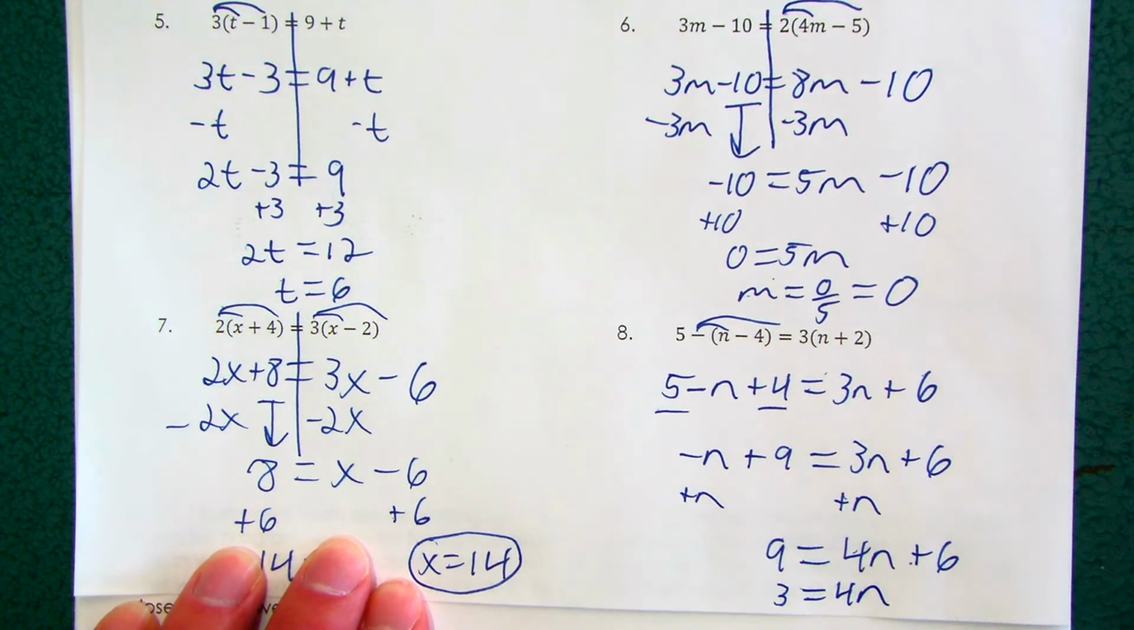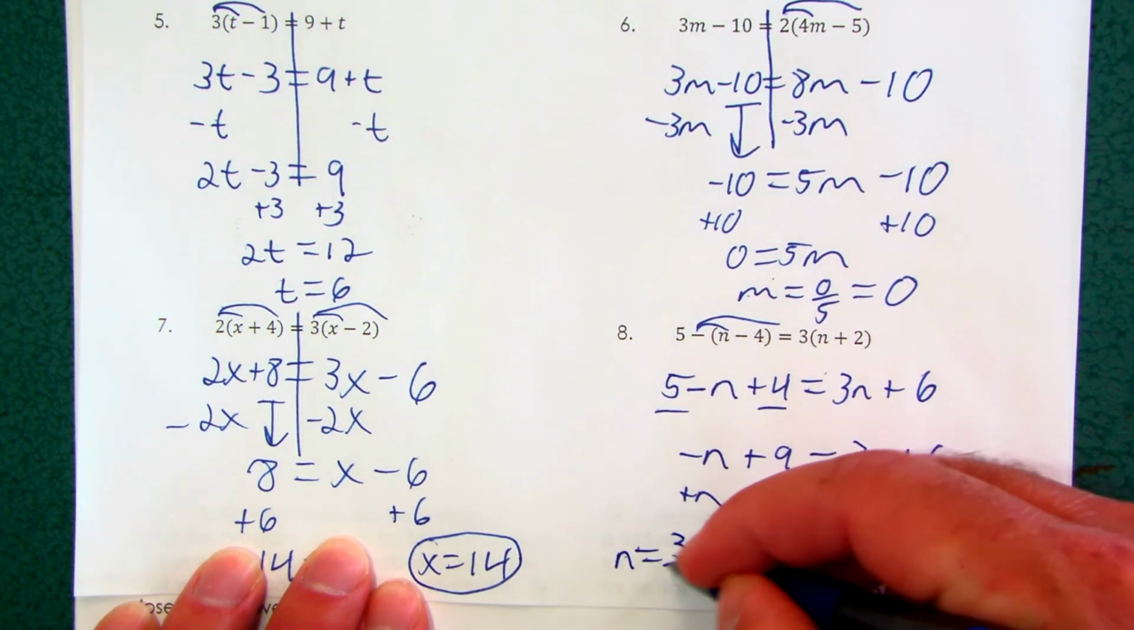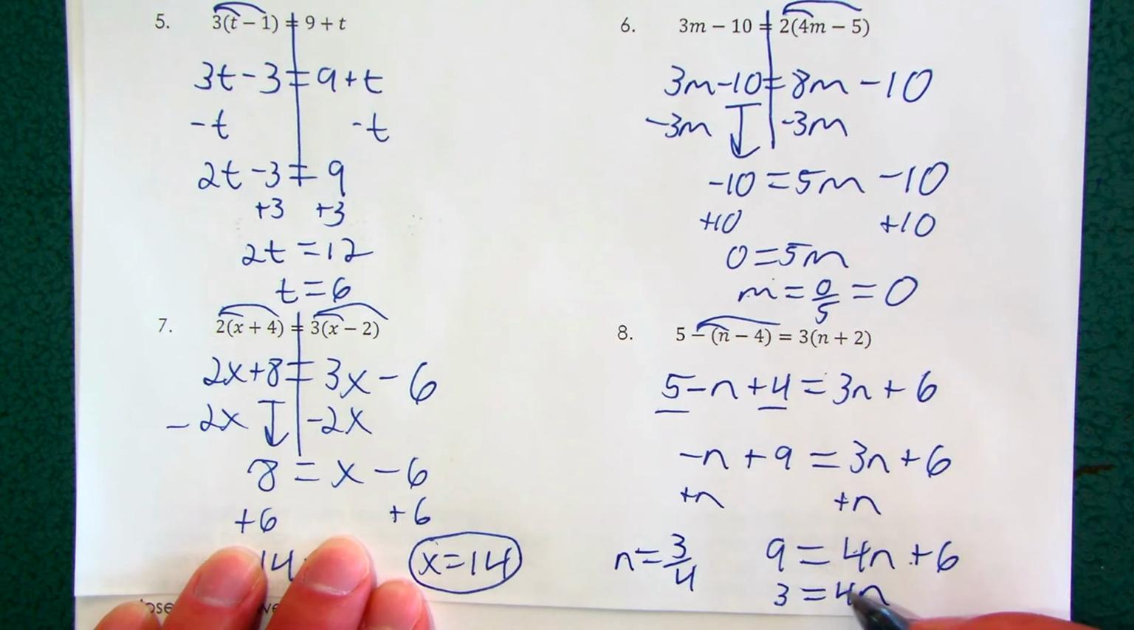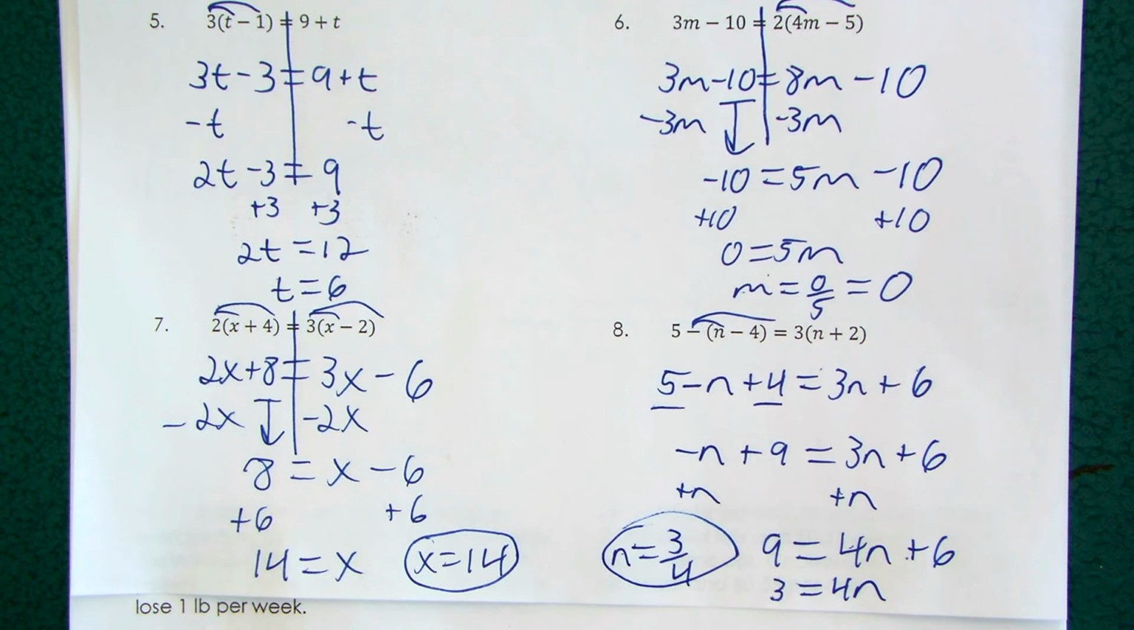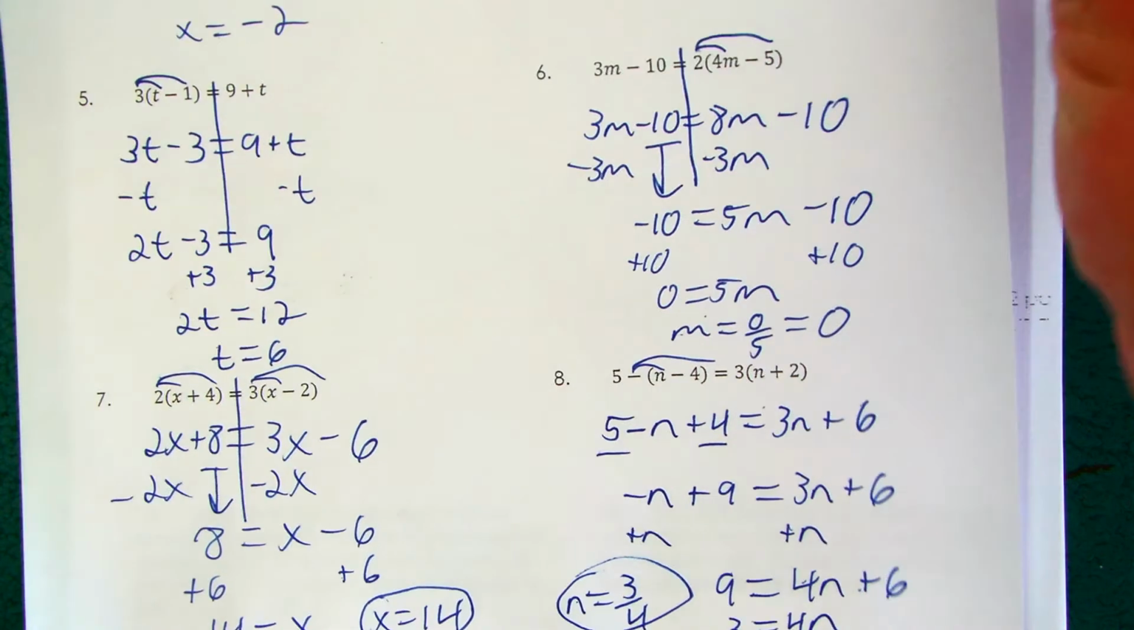Just leave this answer as n equals 3/4. We're going to do 3 divided by 4. I kind of ran out of space there. Just leave your answer as 3/4. Don't put 0.75.